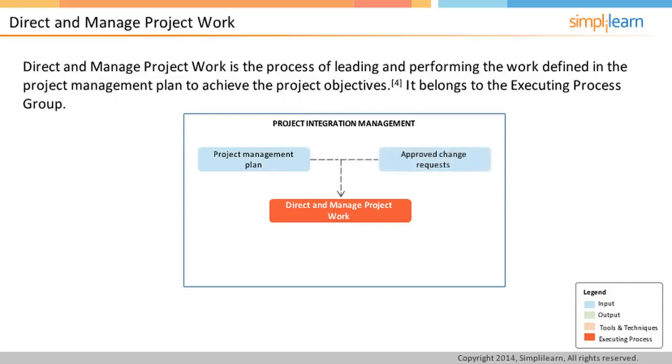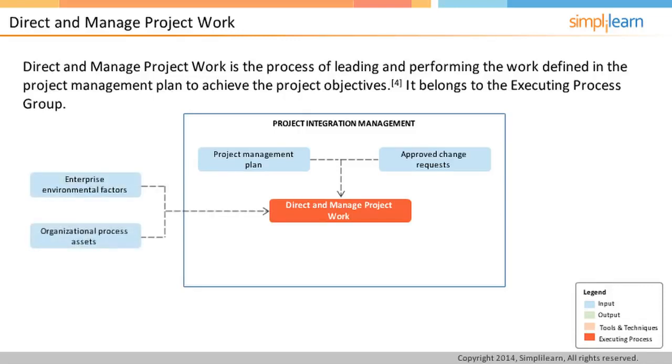These could be in the form of corrective or preventive actions upon which the team has decided to work. The other two inputs are enterprise environmental factors and organizational process assets. Let us look at the tools and techniques. Expert judgment is an important tool used in this process as well. Another technique is the Project Management Information System, or PMIS.